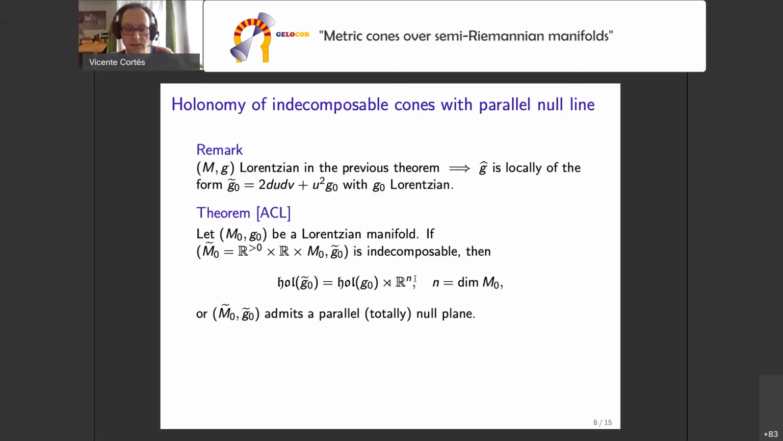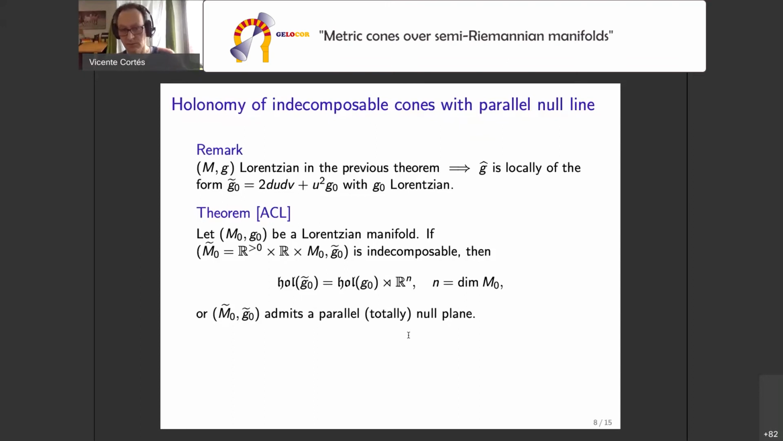Okay, the ideal is Rn, the normal subalgebra. So we have a linear part, which is the holonomy group of G0, and the translational part, which is Rn. So this is a claim. Or if this is not the case, then the manifold M0 tilde admits a parallel totally isotropic plane. So we have either the case where we understand completely the holonomy algebra as such a semi-direct product, or otherwise there exists a totally null two-plane.